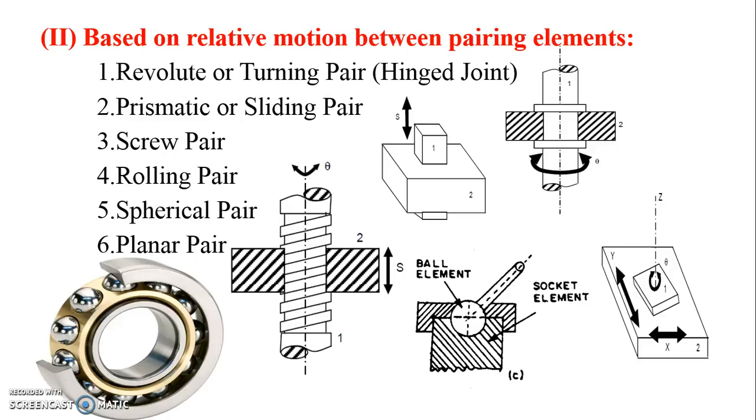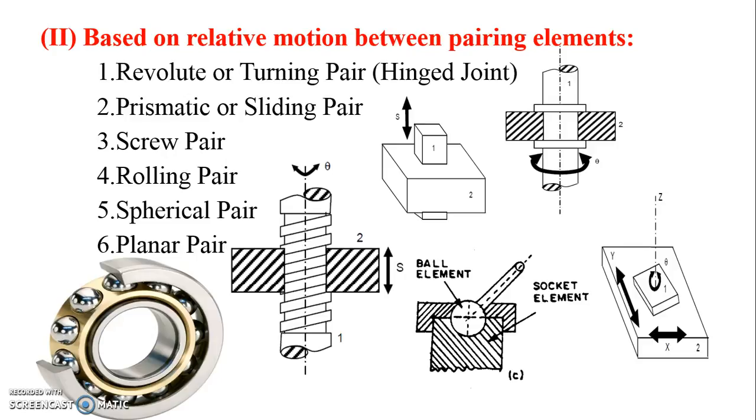Rolling pair is defined as when the two elements of a pair are connected in such a way that one rolls over the other fixed link. This type of pair is called a rolling pair. In spherical pair, the two elements of a pair are connected in such a way that one element turns about the other fixed element. The pair formed is called spherical pair.